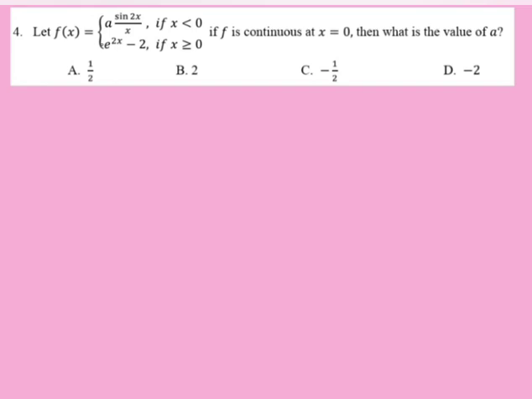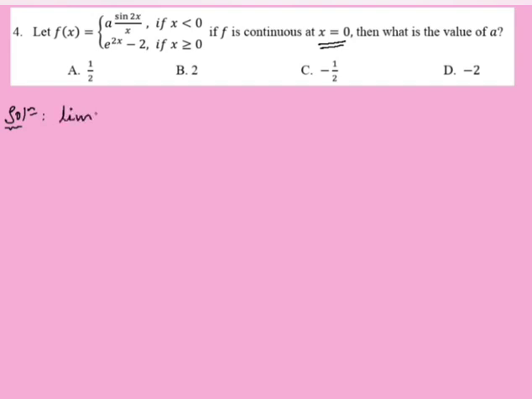Let f of x be a times sine 2x over x, and e to the power of 2x minus 2, for different positive and negative x values. So this function is continuous at x equals 0. If this function is continuous at x equals 0, what is the value of a? If you observe three examples, you can do this on your own.